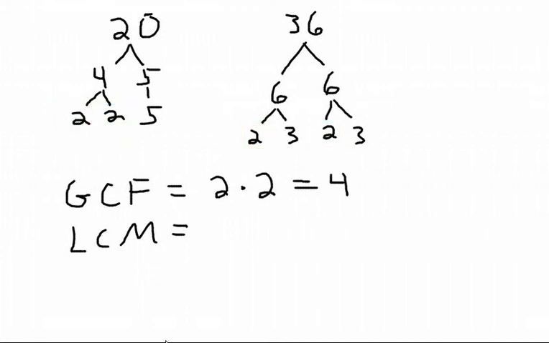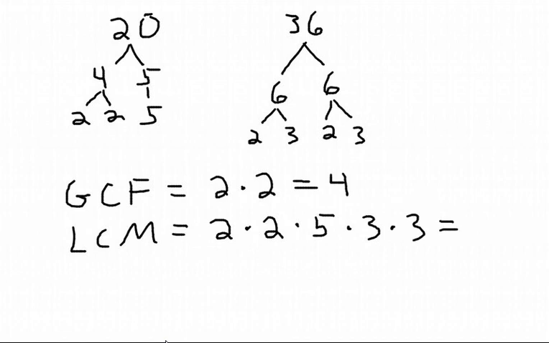Now for the LCM, remember, you automatically just write down the first one and then write down what's missing from the second one. The second one says I need 2 2s and 2 3s. I've got my 2 2s, so I need to put the 2 3s, and when I multiply all those together, I get 180.